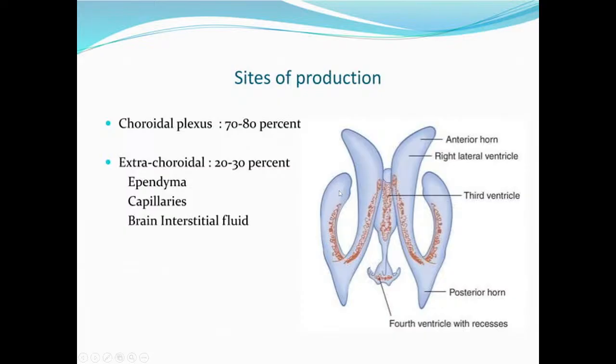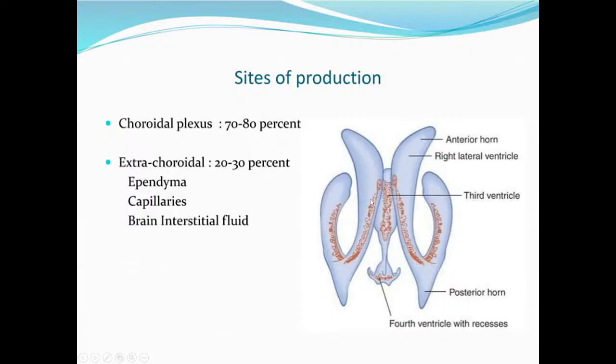Where is the CSF formed? Inside the ventricles, there are choroid plexuses. The choroid plexuses are covered by the ependymal membrane of the ventricles. The CSF is formed by active and passive processes. Approximately 70 to 80% is formed by the choroid plexus, and the other 10 to 20% by the ependyma of the ventricles.